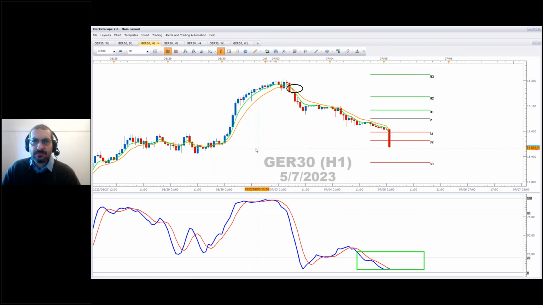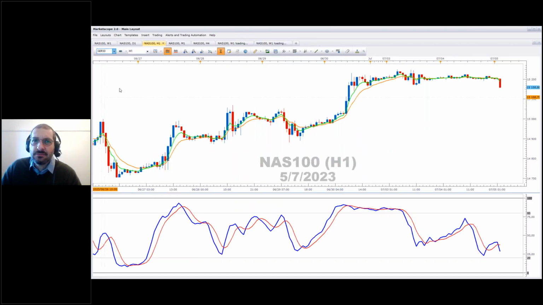All right, I want to take a look at DAX because I think there is some analysis to be done on the, not on the DAX, I beg your pardon. I want to bring up the NASDAQ because I think there is some analysis to be done on the NASDAQ. So let's just bring up the NAS 100, and let's do a top-down analysis on the NAS 100.